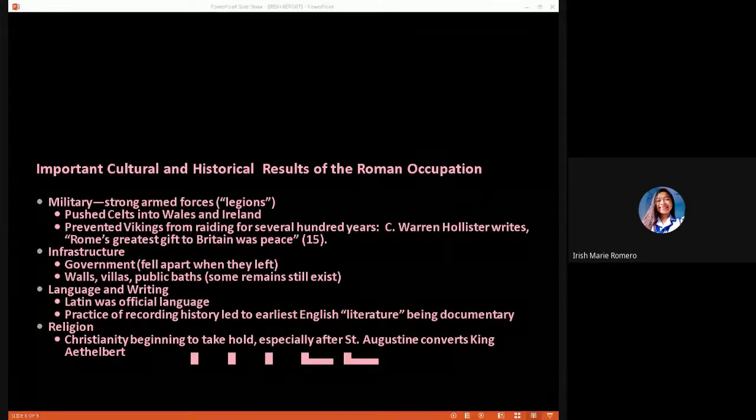And next is language and writing. Latin was the official language. Next is the practice of recording history, which led to earliest English literature being documentary. And next is Christianity beginning to take hold, especially after St. Augustine converts King Ethelbert. So, yun nga, the topic is just about how the invasion or how the occupation of Celtics and the Romans to Britain happened.